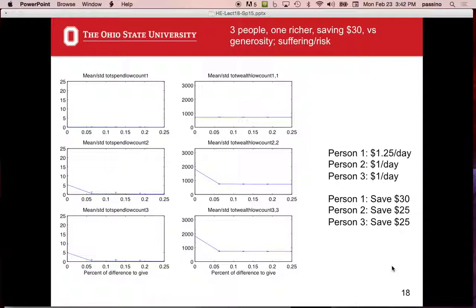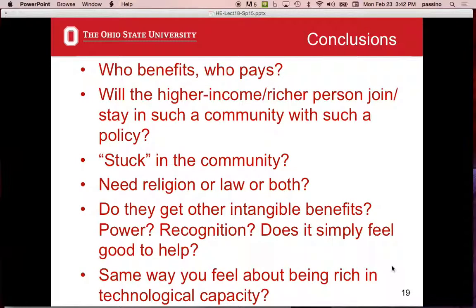And then these plots are about the same. Again, the rich guy isn't being hurt, but these guys are getting help with just the smallest 0.05 in the generosity parameter. Only 5% of the difference makes a huge difference for these people. So that just shows you how little it takes in terms of generosity to fix something, or to help someone a lot avoid suffering or risk.